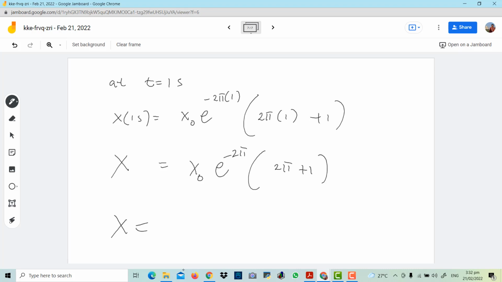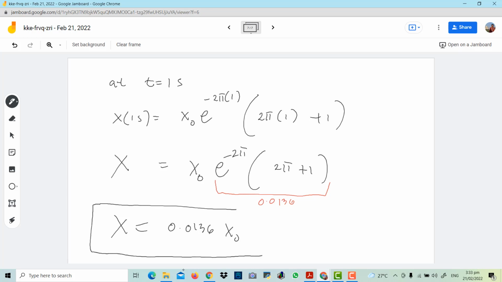And using your calculator, this term is just equal to 0.0136. Make sure that your calculator is on radian mode. Okay? Take note, your calculator must be in radian mode. So therefore, at time equals 1 second, the displacement is just equal to 0.0136 x naught. So it is somewhat near its equilibrium position. Right? 0.0136 is near the 0 equilibrium position.